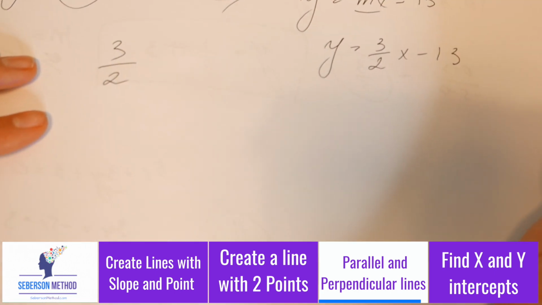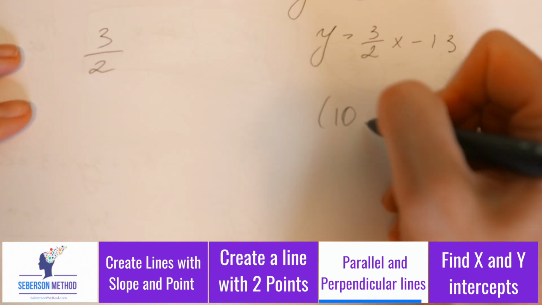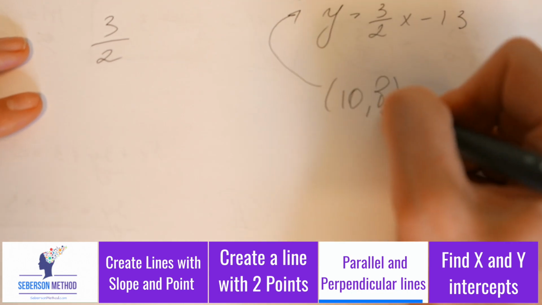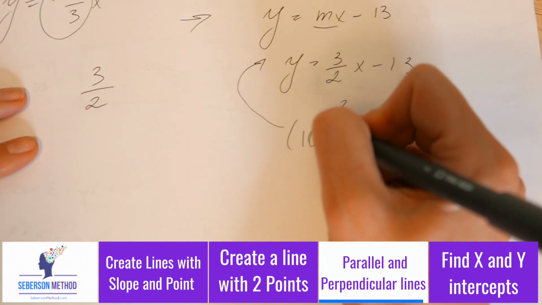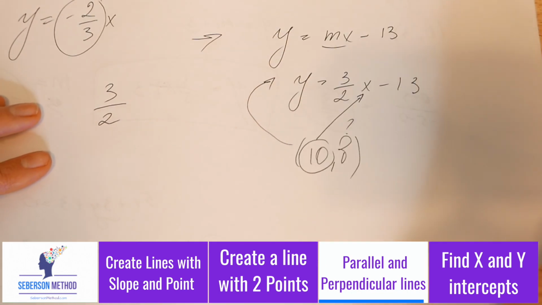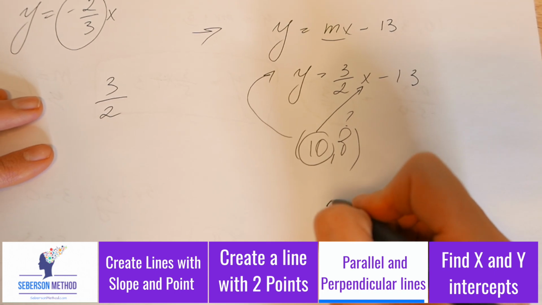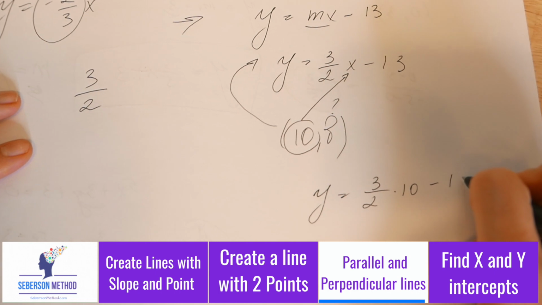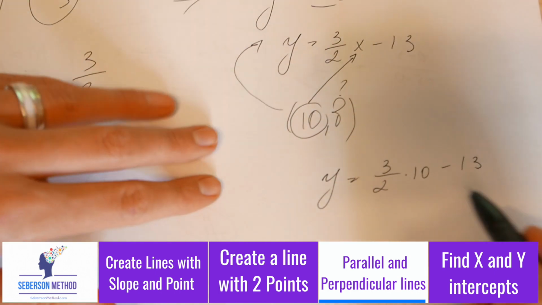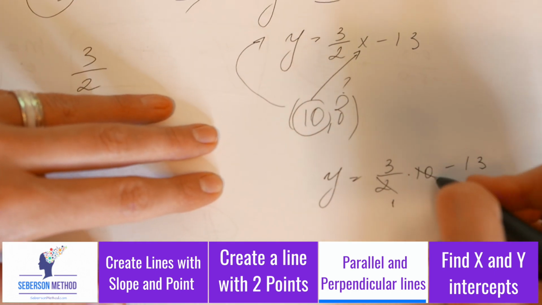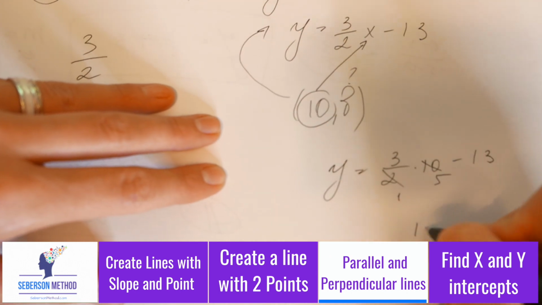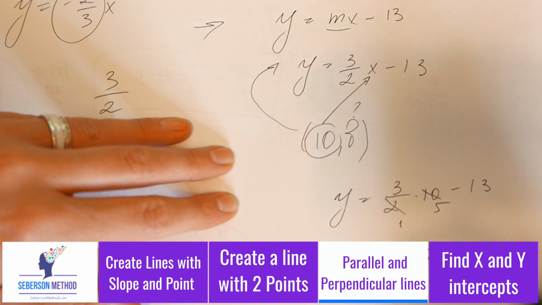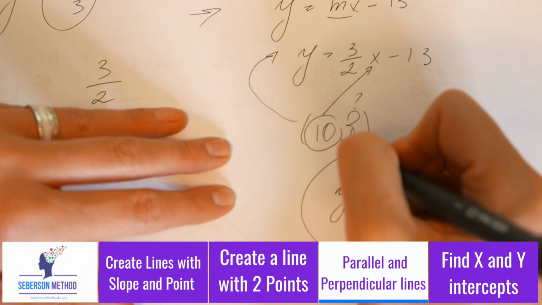And then they want us to know if a point 10 comma b is on our line, what is the value of b? Well, that's easy because we're just going to plug in 10 for x here and figure it out. So y equals 3/2 times 10 minus 13. Well, we're going to simplify this. This is 1, this is 5. 3 times 5 is 15. 15 minus 13 equals 2. So our answer is 2.